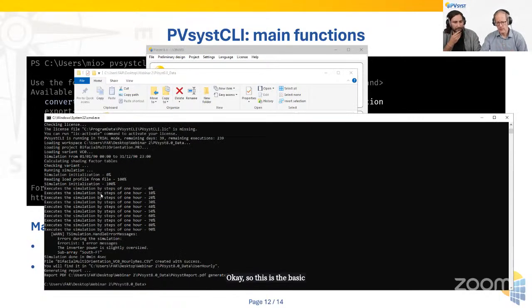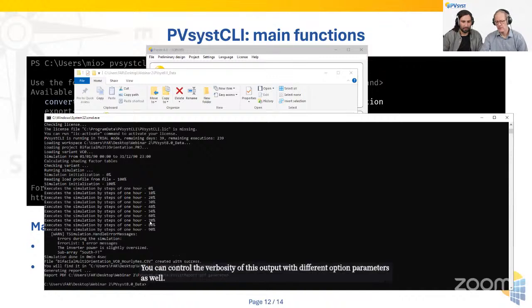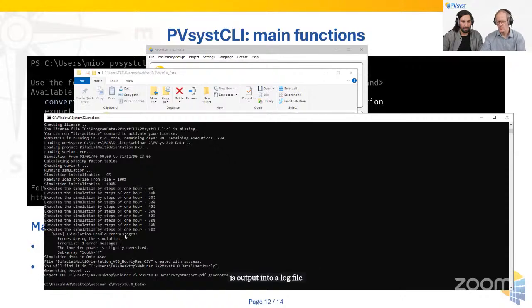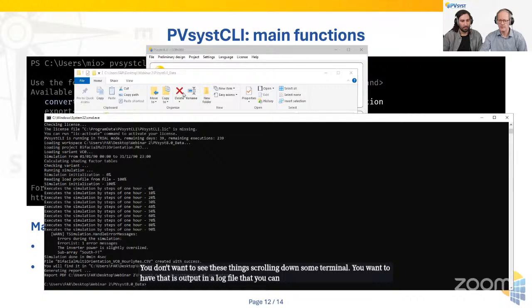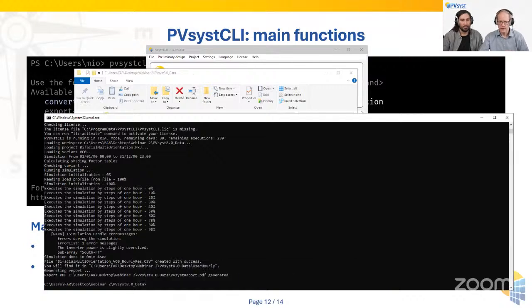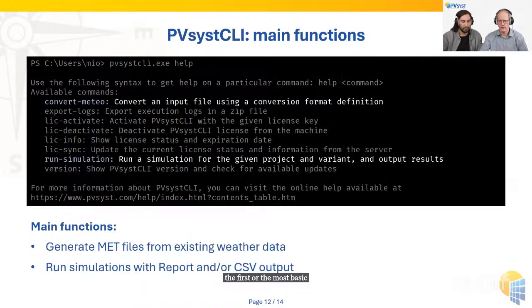You see that you have some output here. You can control the verbosity of this output with different option parameters as well. And you can even redirect this output into a log file. If you have a fully automated workflow, you don't want to see these things scrolling down some terminal. You want to have this output in a log file that you can look up later on. So this is the first or the most basic thing that you can do with PVsystCLI.